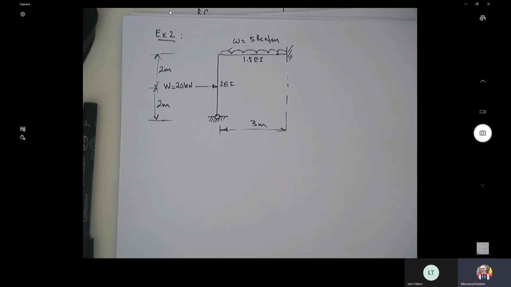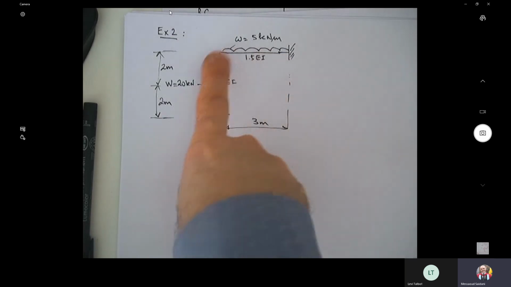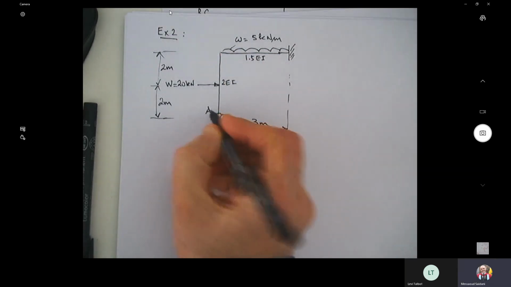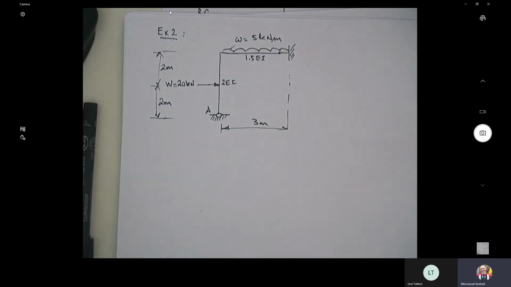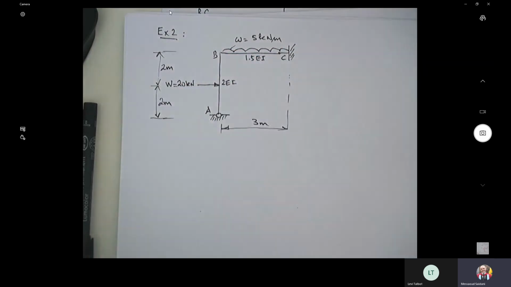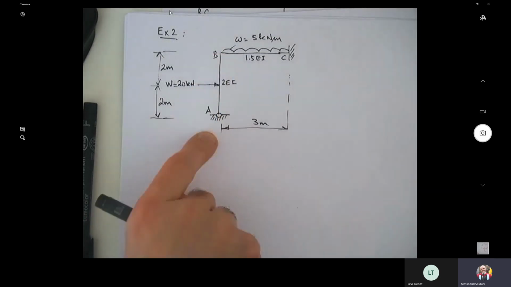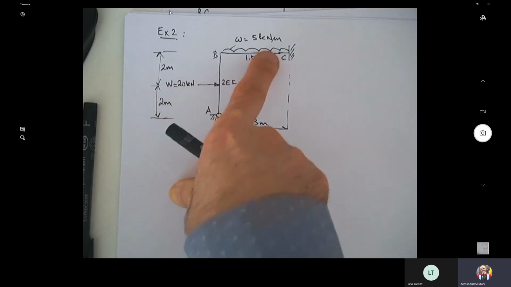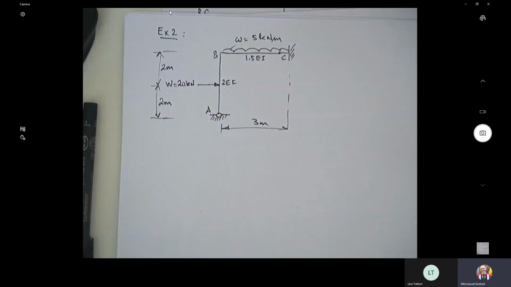So what we have here is a frame. At A is pinned, so we have a pin at A. In other words, there is no moment at A. And then at C, it's fixed. We have a concentrated load on the column AB in the middle, so it's 2 meters, 2 meters. And we have a uniformly distributed load on BC of 1.5 EI, okay?